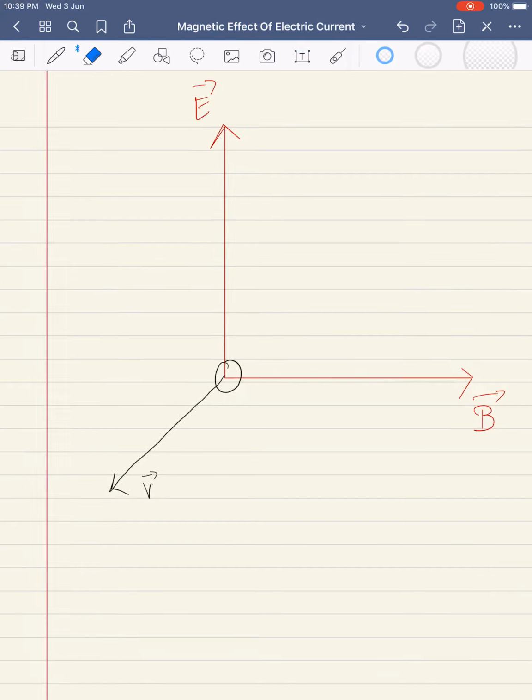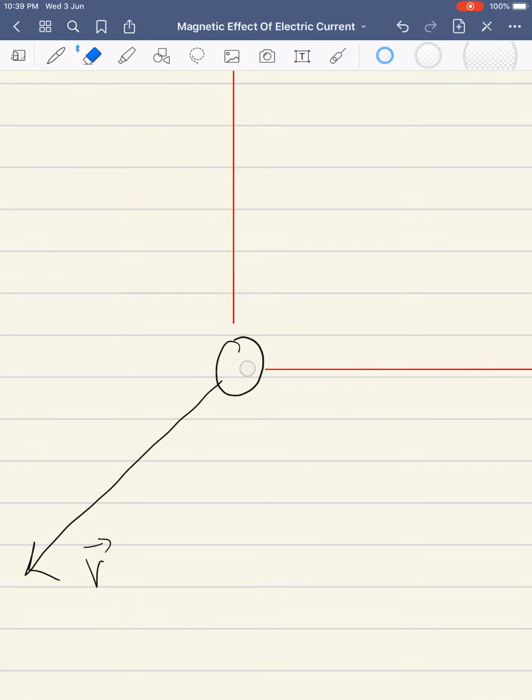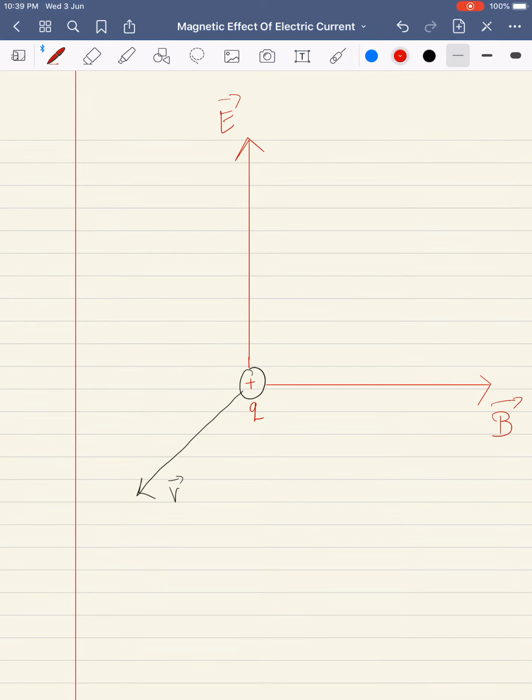Okay, the charge is moving along the z axis. So let's say the charge is plus q. So the charge is moving along z axis, that is k vector, with a velocity along z axis.